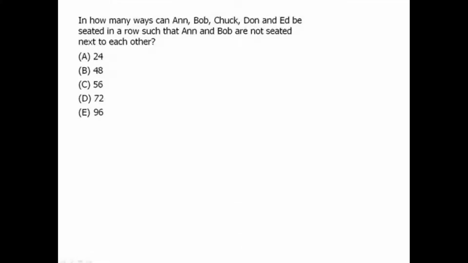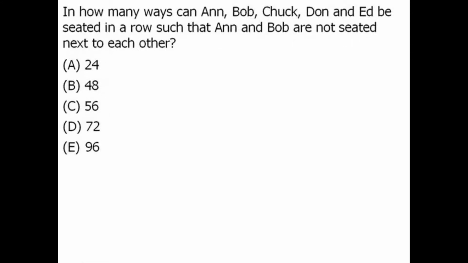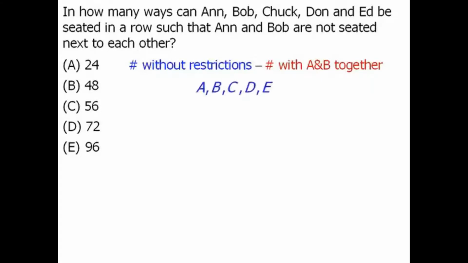Okay, to determine the total number of arrangements where Anne and Bob are not seated together, we're going to first determine the total number of arrangements where there are no restrictions whatsoever. From this number, we're going to subtract all of the arrangements where Anne and Bob are seated together. The result will be just those arrangements where Anne and Bob are seated apart. Okay, let's do the first part here. In how many ways can we seat all 5 people without any restrictions whatsoever?